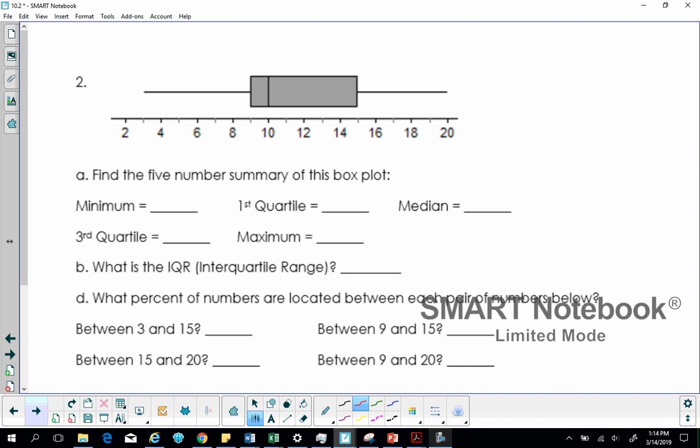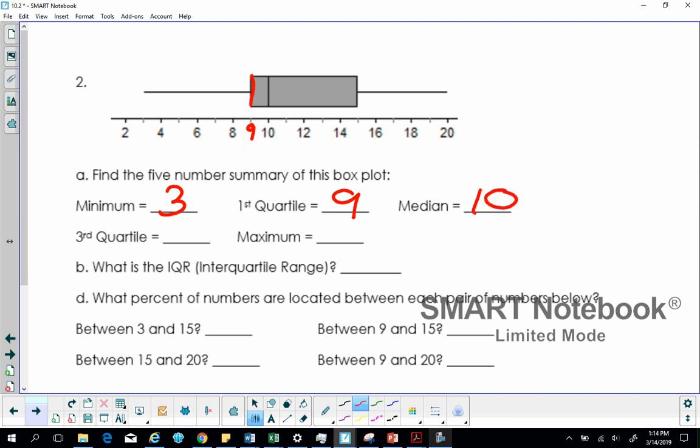So let's try another one together. What is the minimum? 3. What's your first quartile? 9, right here. That's where the line is. What's your median? 10.